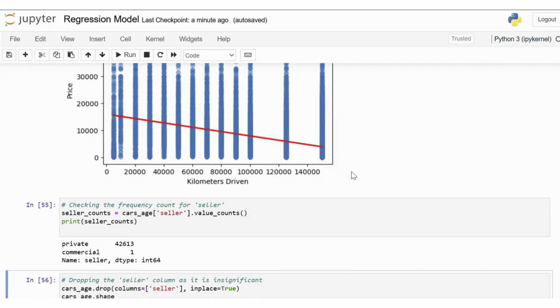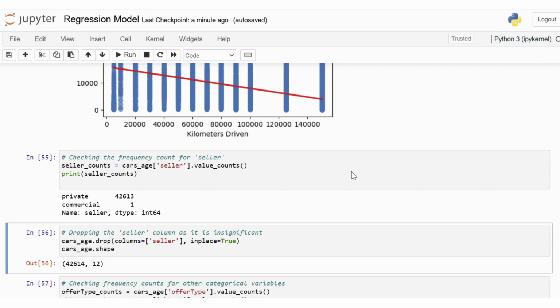By consolidating these two variables into a single age variable, we simplified our analysis and made the impact more apparent. These insights are crucial for our regression model, as they help us understand which variables have a significant impact on car prices.